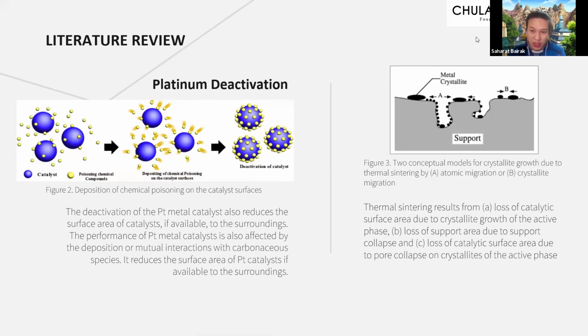And the second is thermal sintering. When the reaction is operated at high temperature, it causes crystalline growth of the active site, which gives a high volume of active site but decreases the surface, and that decreases the performance of the catalyst.